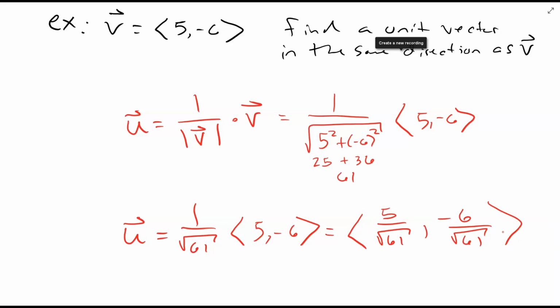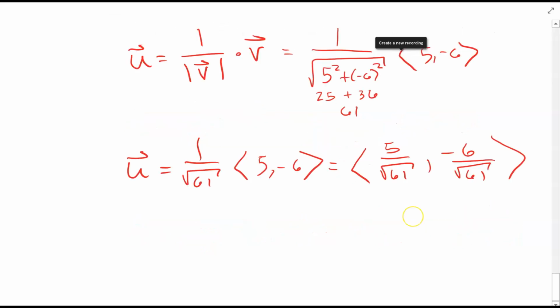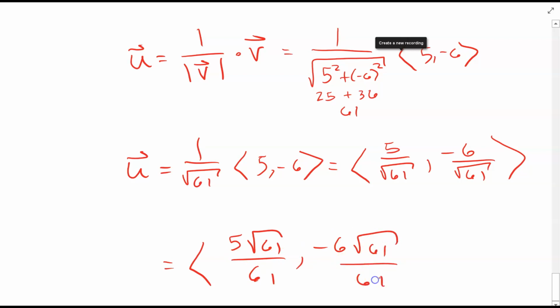Do I like the way that those components are written, though? What's wrong with them? Yeah, we have that square root in the denominator, right? We don't like to leave our final answers with square roots in the denominator. What do we do to get rid of the square root in the denominator? Yeah, we multiply the top and bottom of the fraction by that square root. So my final answer then would be this.